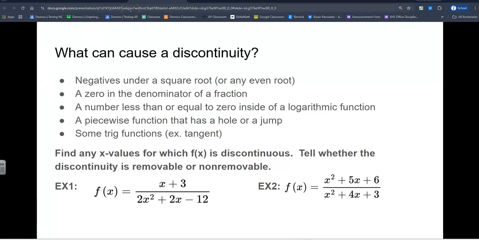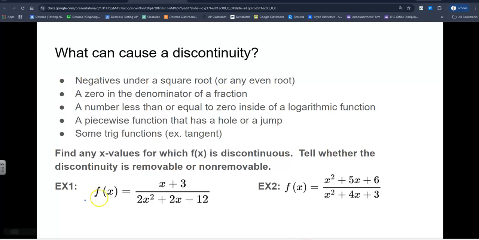But they're definitely vertical asymptotes on those graphs. So, the main two things we're going to be looking at are going to be rational functions, which are fractions, and piecewise functions. Those are the big two that we really need to know how to find discontinuities for.